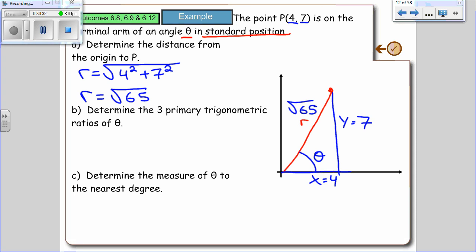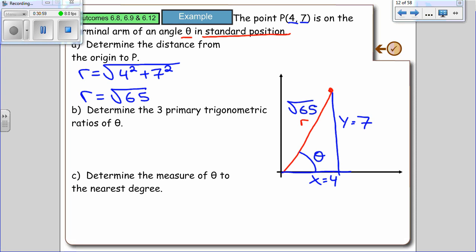B. Oh, sorry. This radius. It's the square root of 65. You always want to use exact values. You always want to use simplified values. Square root of 65 can't be simplified, but if it could be, you would. That makes sense? So if it was square root of 8, then I would have simplified it to be 2 root 2.